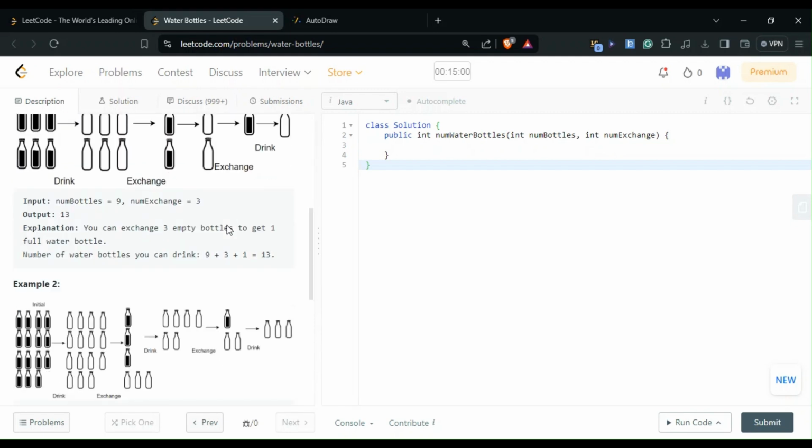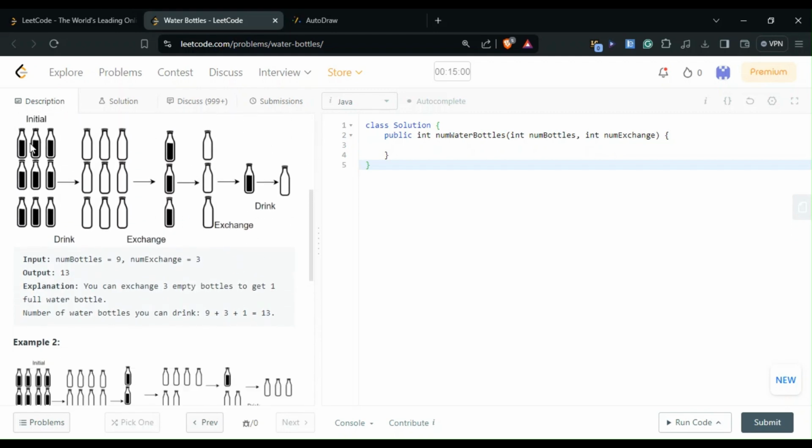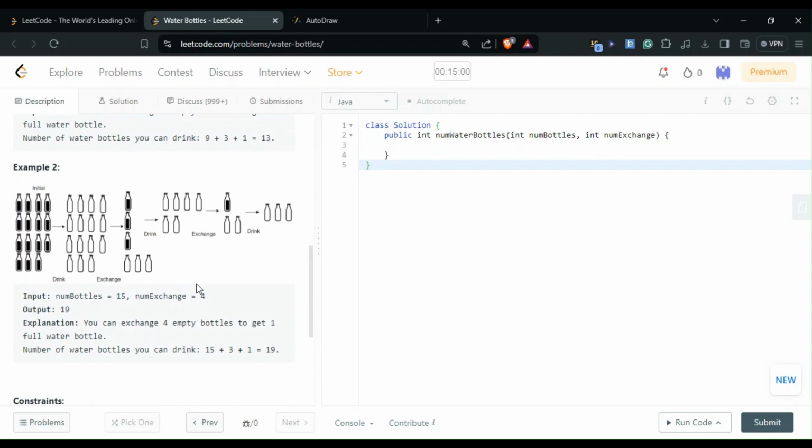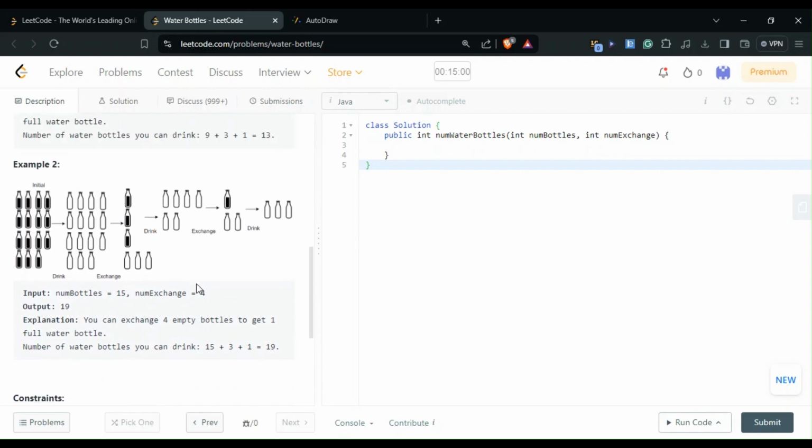Okay, so let's see the example. This one is saying I have this many, I'll drink all of them. The exchange rate is, let's say, three. So for every three bottles, I'll get one filled bottle. The total number of bottles divided by three is the number of bottles I can get filled. I drank all the three, and then I'll try to exchange it again. Okay, good. Seems pretty straightforward.